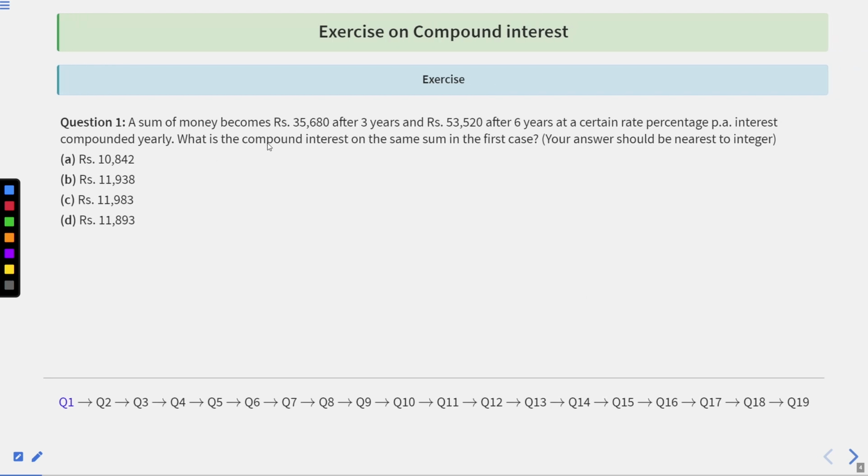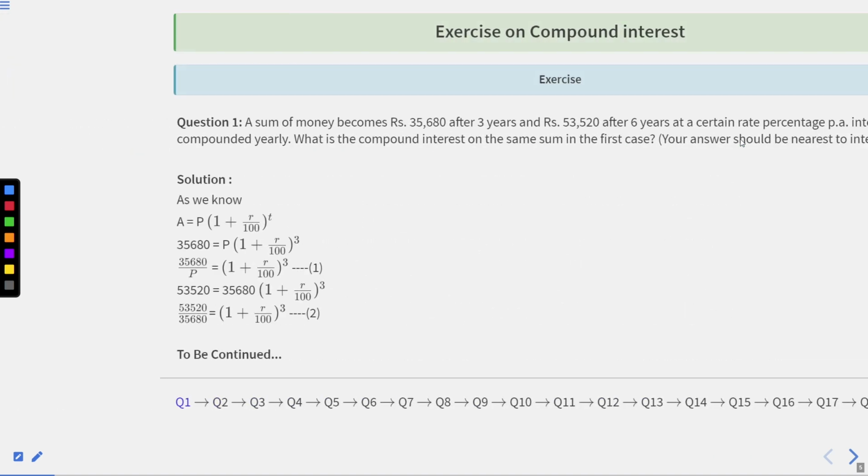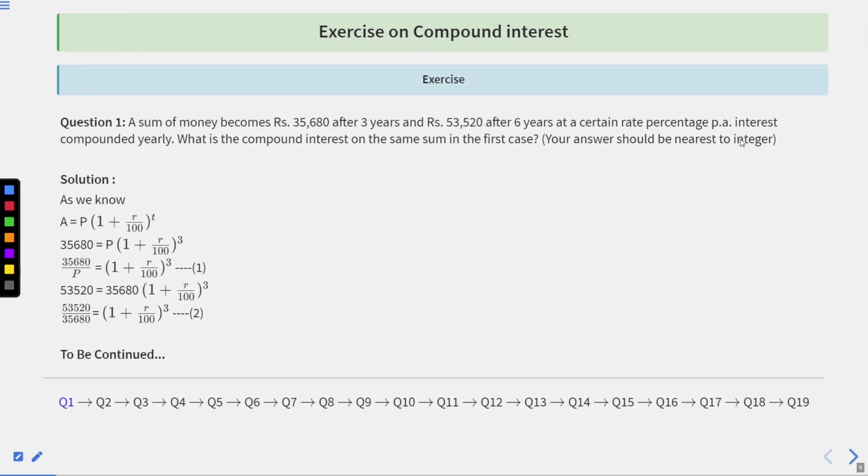A sum of money becomes rupees 35,680 after 3 years and rupees 53,520 after 6 years at a certain rate percentage per annum, interest compounded yearly. So what is the compound interest on the same sum in the first case? Your answer should be nearest to an integer. Let us have a look over the solution.